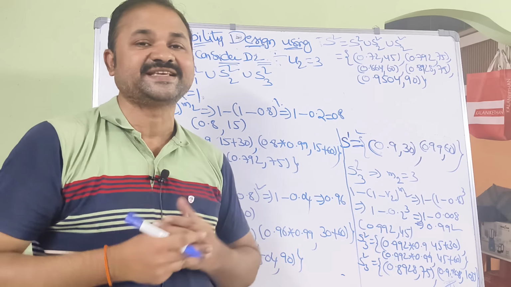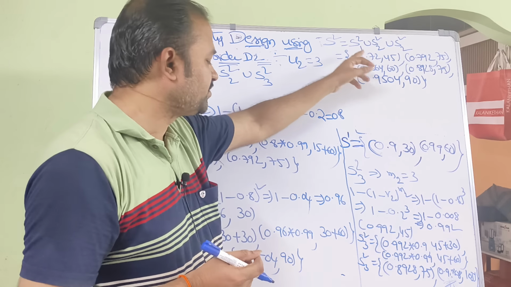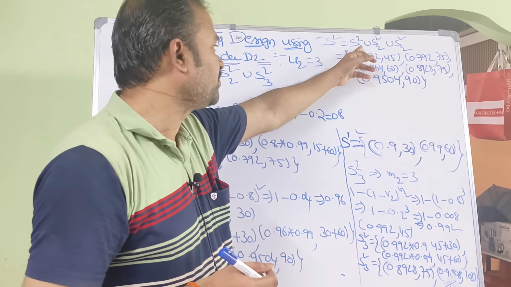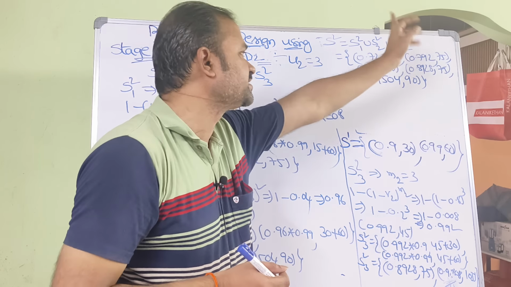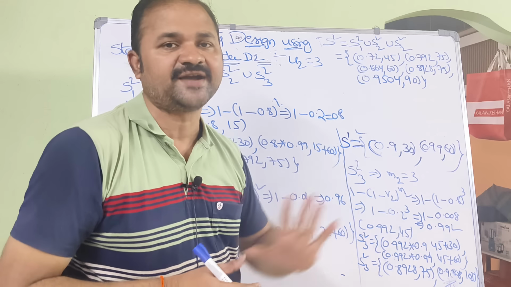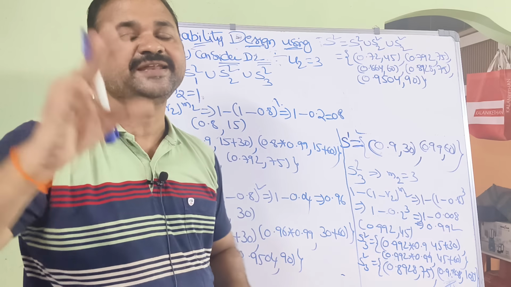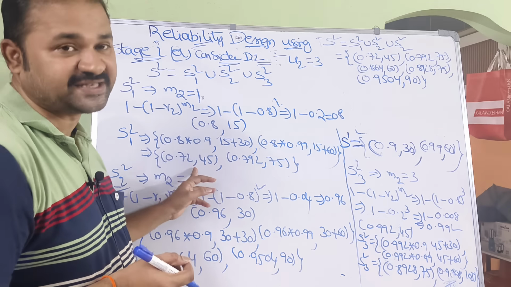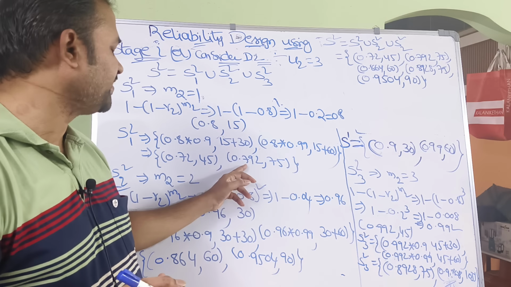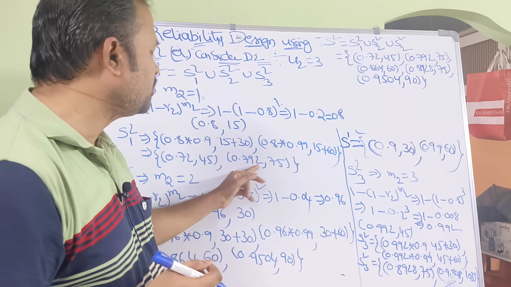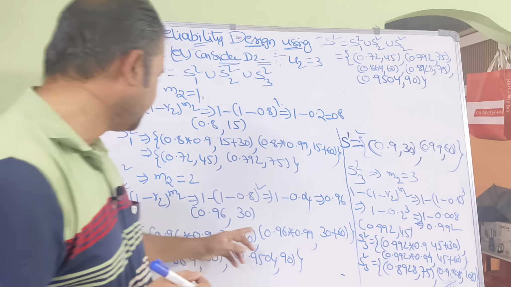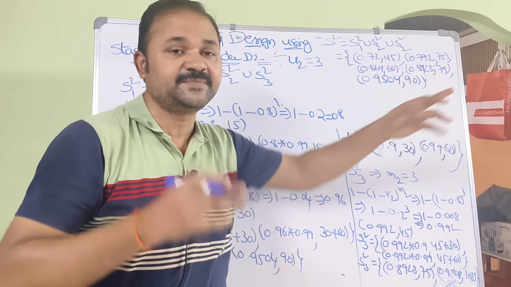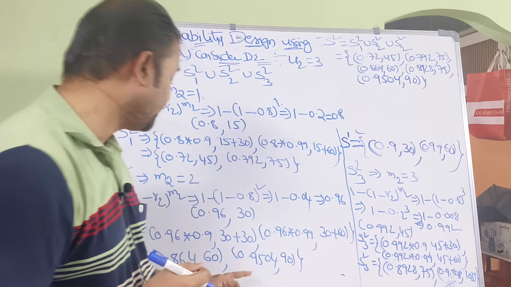Now we have to calculate S power 2. What is the formula for S power 2? Here I don't have any space, so that's why I am writing here. S power 2 1 union S power 2 2 union S power 2 3. While writing the ordered pairs, we have to arrange them in ascending order based upon the reliability. So here the minimum reliability is 0.72, so 0.72 comma 45. Next is 0.792 comma 75. Next is 0.864 comma 60. We have to arrange them in ascending order based upon the reliability.